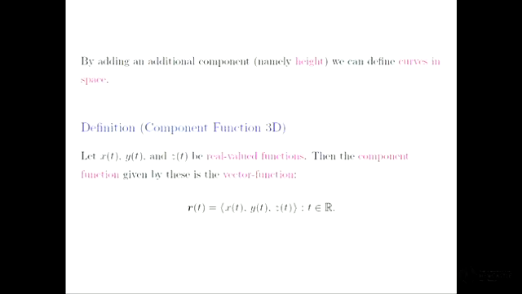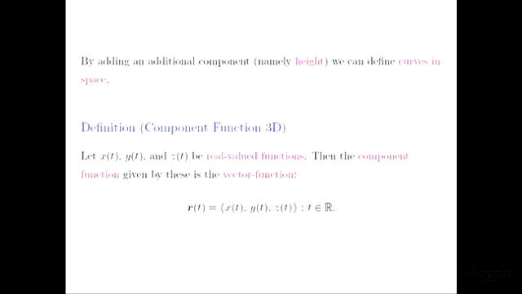All right, so by adding an additional component, we can define curves in space. What I was doing right now was taking t and returning a point in the plane. If you give me t and I give you three things back now, I can give you a point in the plane and associate some sort of height with it. So now I'm able to define surfaces.